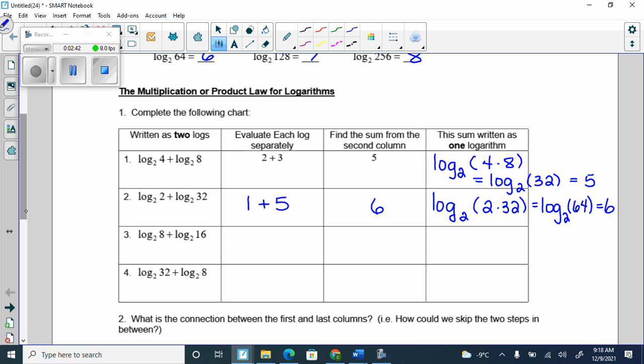Now, what do all the logs have? Base what? 2. They have base 2, so they have to have the same base in order to put them together. They also have to have 1s in front. If they have a number, we're going to have to use power rule, which we're going to learn later, to fix the problem.